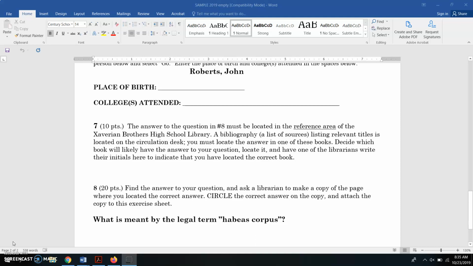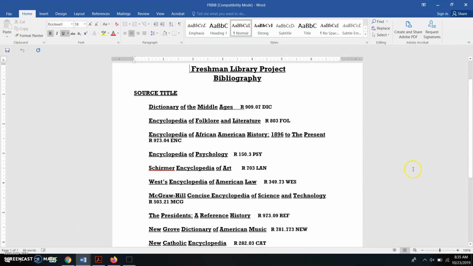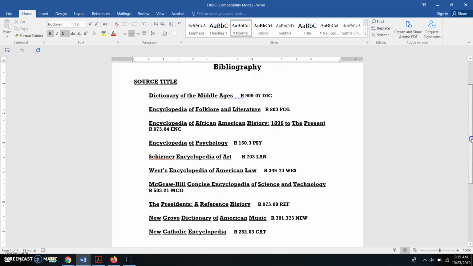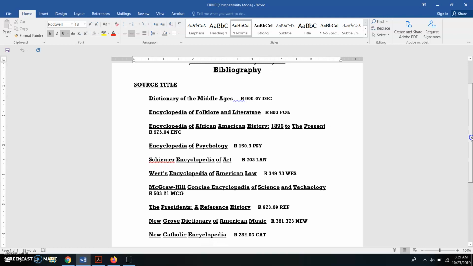So, for number 7, let's look at the question. What is meant by the legal term habeas corpus? Now, if you go over to the main desk of the library, you will find a pile of sheets that look like this. A pile of sheets that have on them a bibliography, a list of titles. The answer to your question is in one of these books.